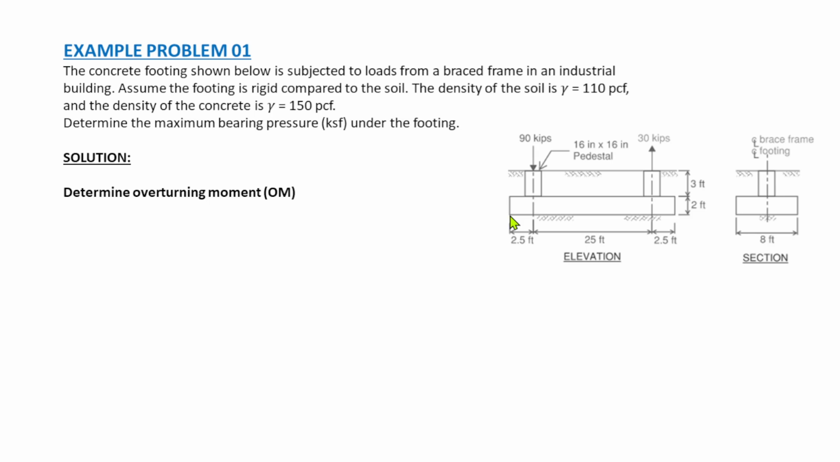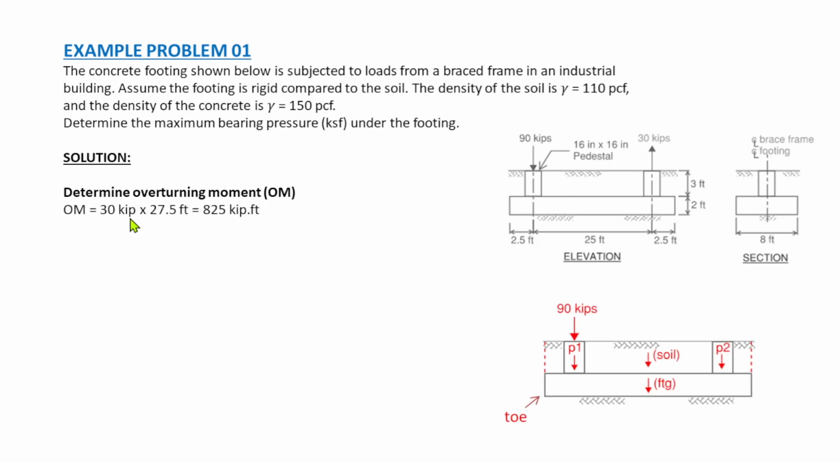So we will assume point 2 as our reference for overturning. Then we have 30 kips times the lever arm, 27.5 feet. That is from the centroid of the pedestal carrying the 30 kip uplift load to our point 2. This is equal to 825 kip-feet.